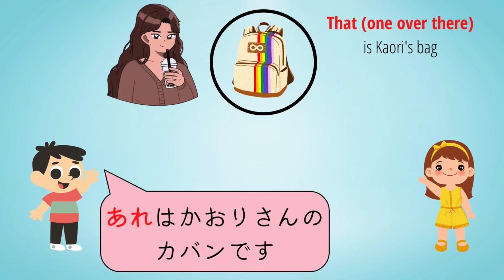The boy points to the bag far from him and the girl. He will say, あれは、かおりさんのカバンです。 This can be translated as, that is Kaori's bag.